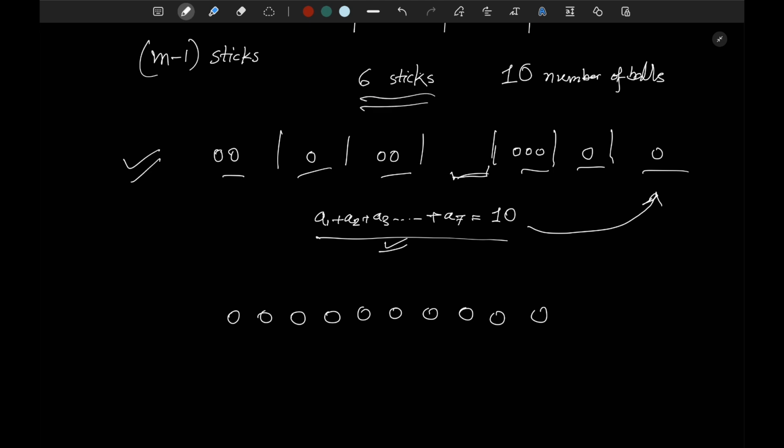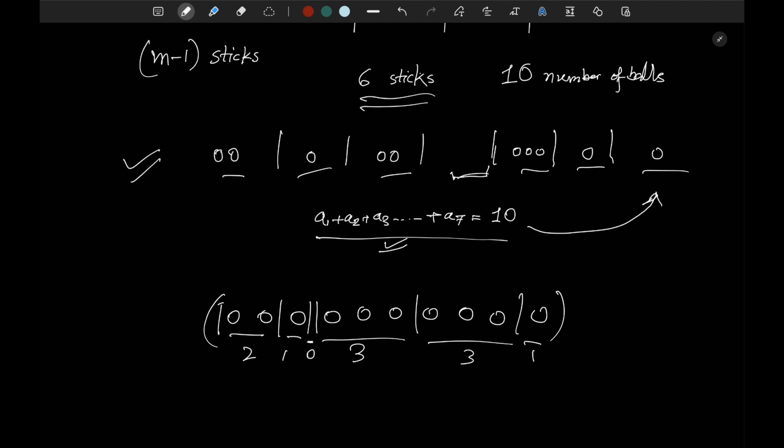So we can place these 6 sticks anywhere within this flat surface. Maybe we could have done 1 stick here, 1 stick here, 1 here, this is 4, this is 5, and this is 6. This is a possible solution. So 2 and 1, this is 0 because nothing is between these 2 sticks. Here it is 3, this is 3 and 1. So we have 3 plus 3 is 6, 7, 8 and 10, right?